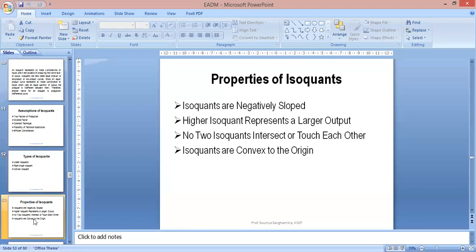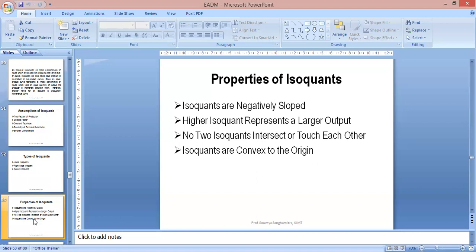Then properties of isoquants. First point is isoquants are negatively sloped. Normally, isoquants slope downwards from left to right, implying that they are negatively sloped. The reason for that characteristic of the isoquant is that when the quantity of one factor is reduced, the same level of output can be achieved only when the quantity of the other is increased.